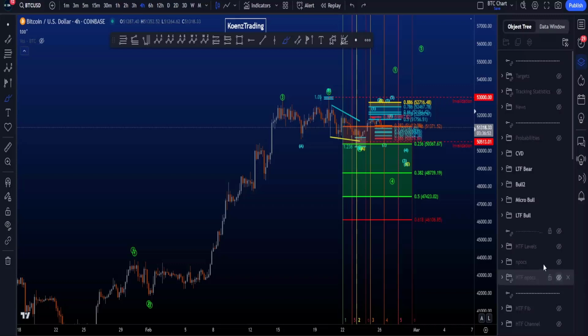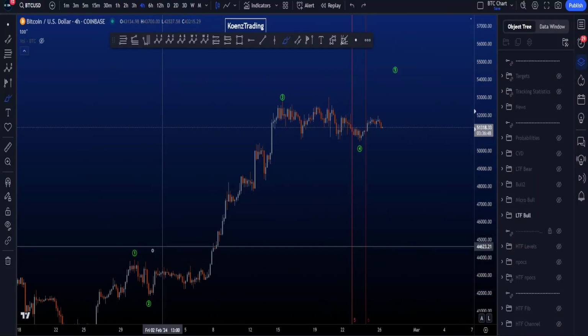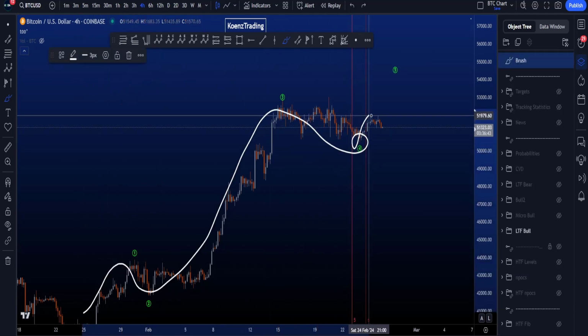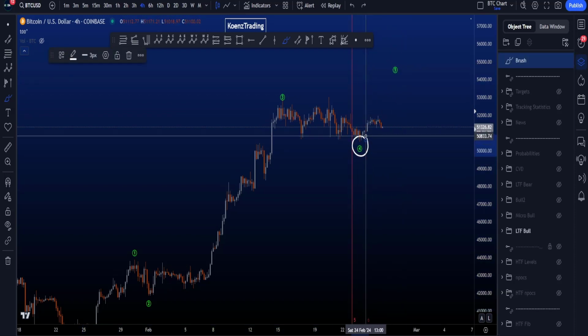Hi everyone, let's go over my bullish and bearish Elliott Wave scenarios on Bitcoin, starting with the bullish scenario on the 4-hour chart, where preferably your wave 4 is finished and this is the beginning of a wave 5 to the upside. Wave 4 here is quite long.